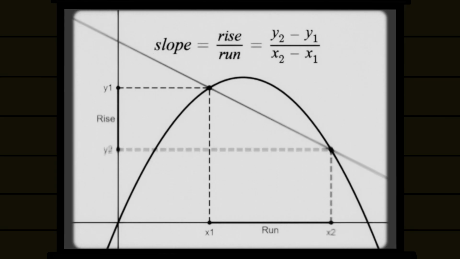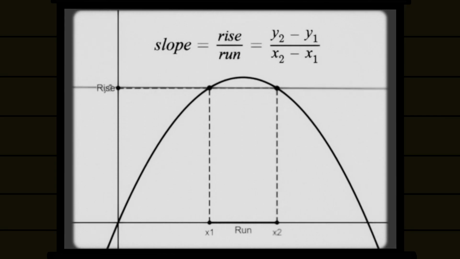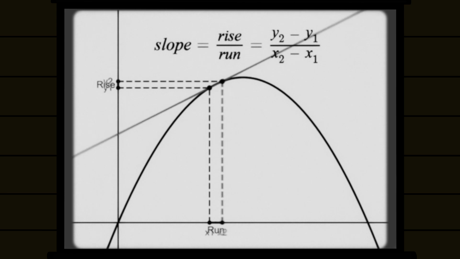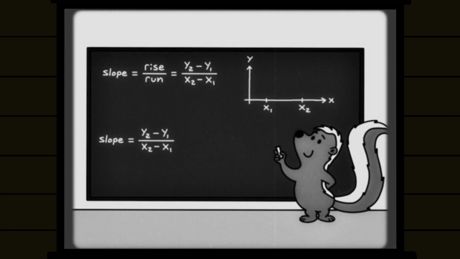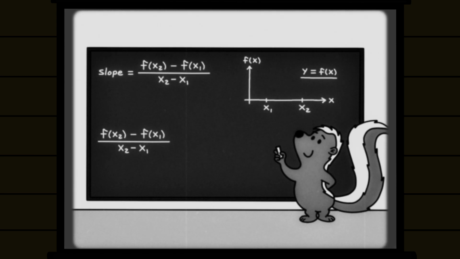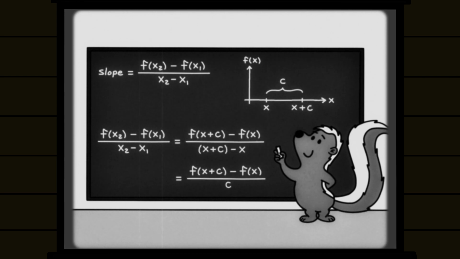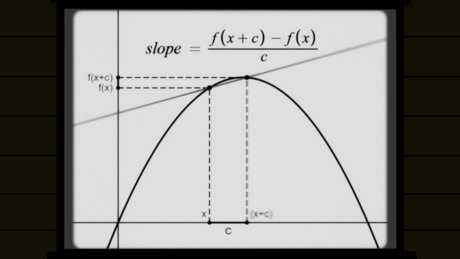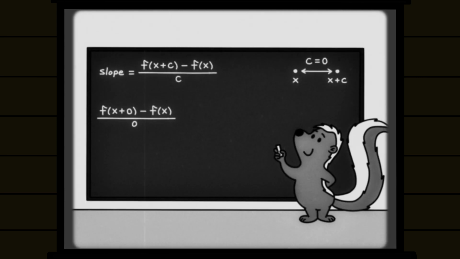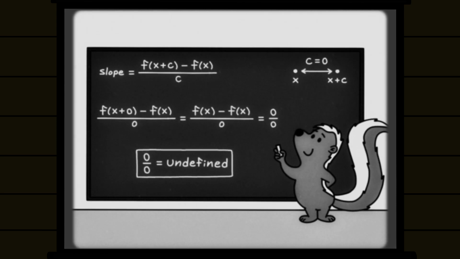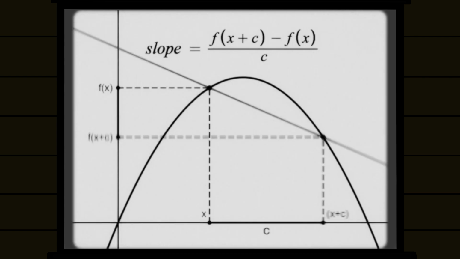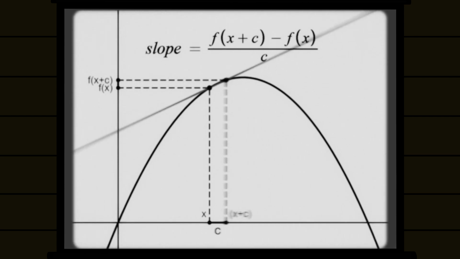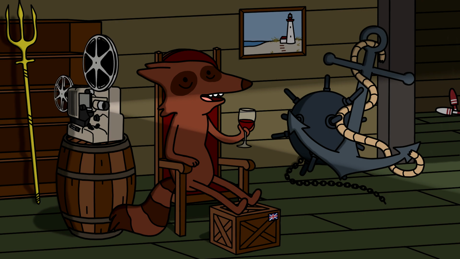Well, earlier we discussed that as the 2 points get closer, the slope gets closer to becoming tangent. So let's rewrite the slope equation with y as a function of x, and have the distance between the 2 points equal to c. That way, as c gets closer to 0, the slope gets closer to becoming tangent. But if we have c equals 0, we still run into the same problem as before. So how does rewriting this equation help us? Well, what if we had c approach 0?